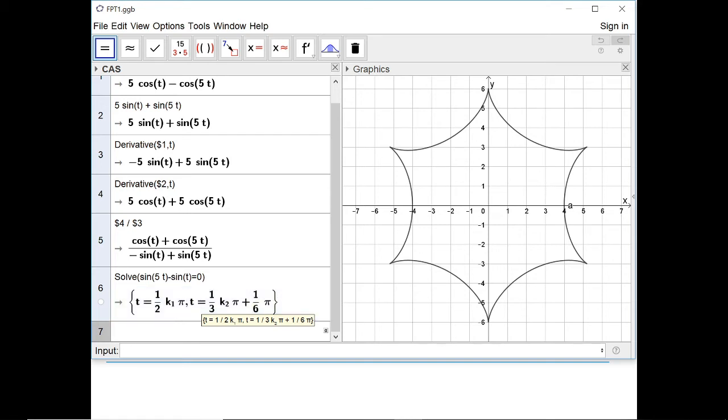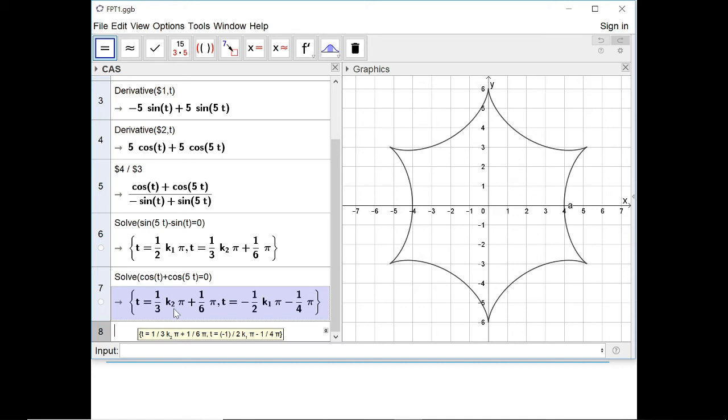So the next thing to do is to check when the numerator is 0, because if the numerator is 0, then I'm not going to be counting those solutions. So let's solve cos of t plus cos of 5t equal to 0.